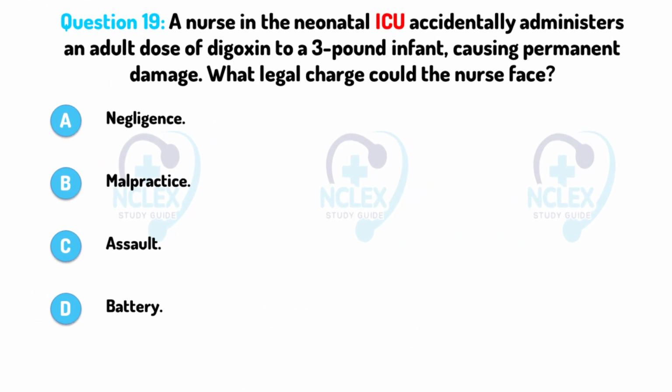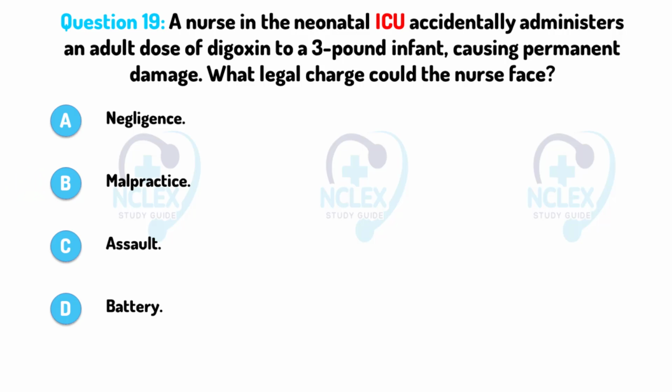Question 19. A nurse in the neonatal ICU accidentally administers an adult dose of digoxin to a 3-pound infant, causing permanent damage. What legal charge could the nurse face? A. Negligence. B. Malpractice. C. Assault. D. Battery.